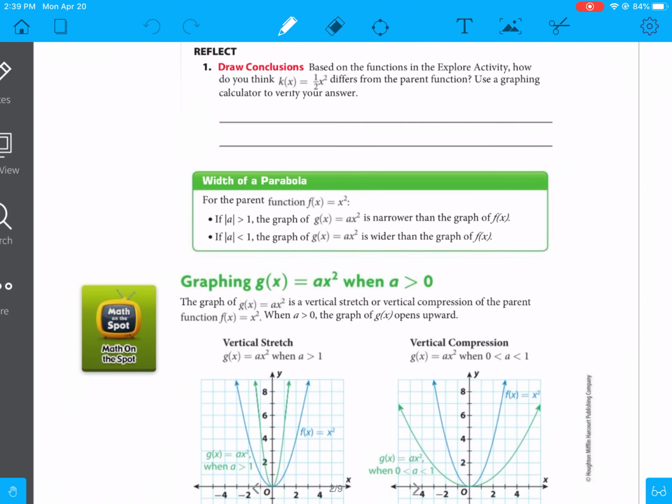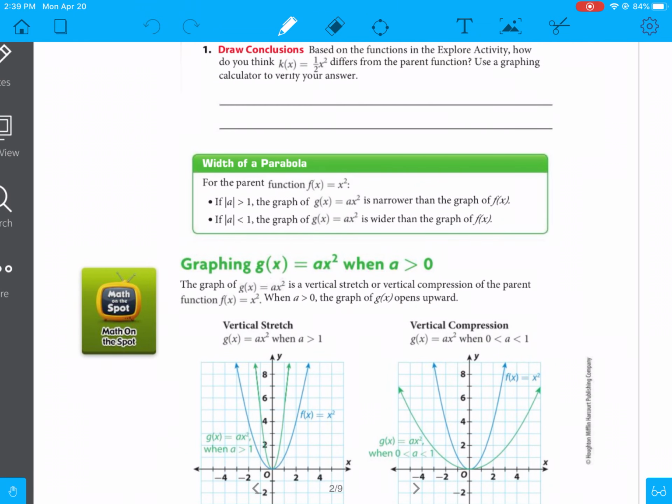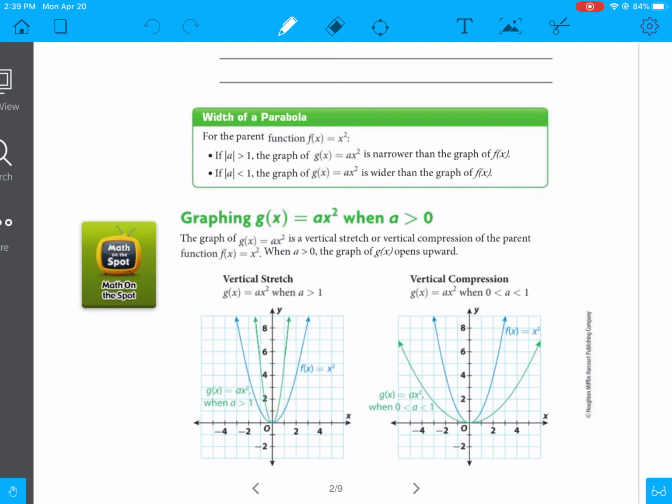All right, so with the width of a parabola, for the parent function f of x equals x squared, if the absolute value of a is greater than 1, it's going to be narrower. And if it's less than 1, it's going to be wider. So that's the absolute value of a, positive or negative. So here's an example. Vertical stretch, so your a is going to be greater than 1. The green one is more stretched. The blue is your parent function.